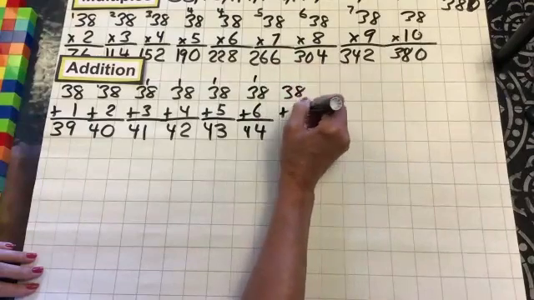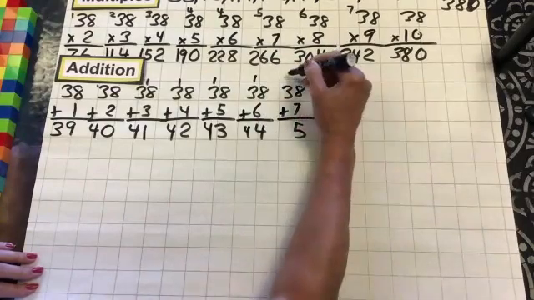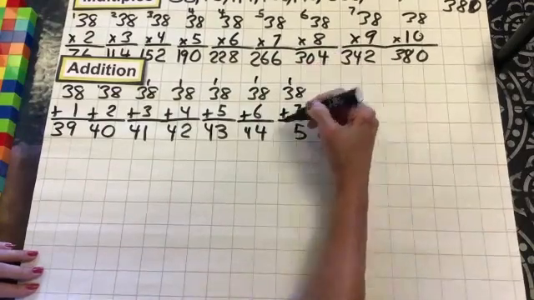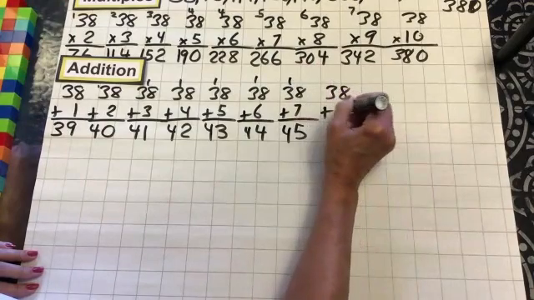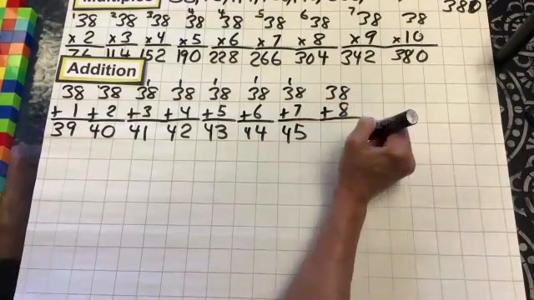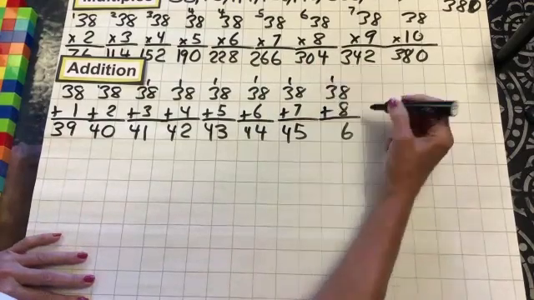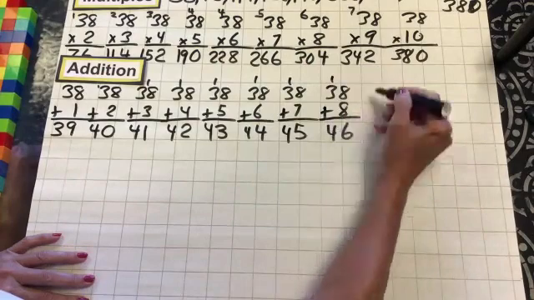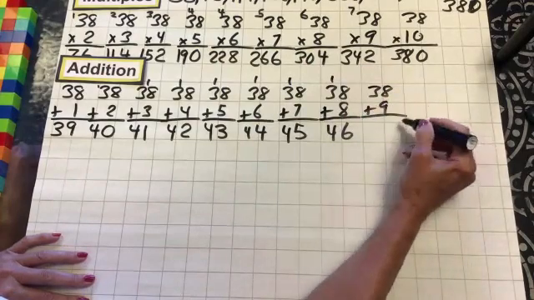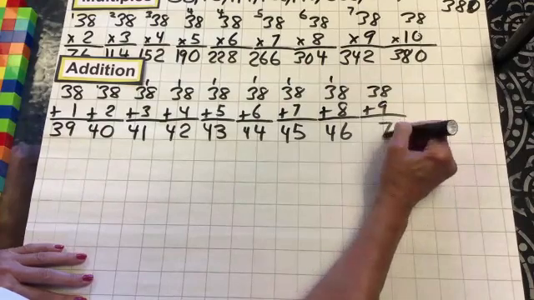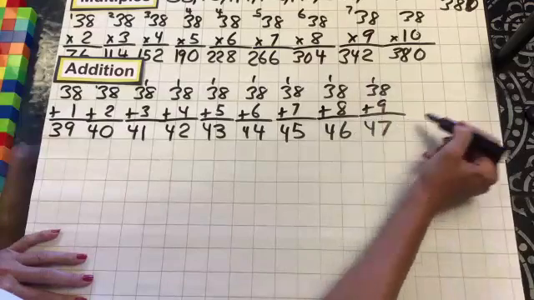38 plus 7. 8 plus 7 is 15. Drop the 5, carry the 1. 1 plus 3 is 4. 38 plus 8. 8 plus 8 is 16. Drop the 6, carry the 1. 1 plus 3 is 4. 38 plus 9. 8 plus 9 is 17. Drop the 7, carry the 1. 1 plus 3 is 4.